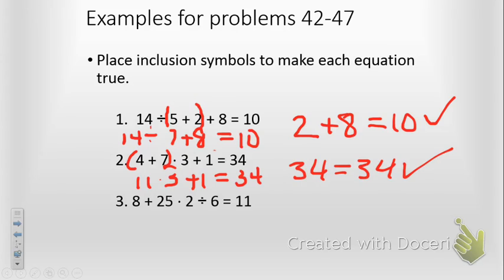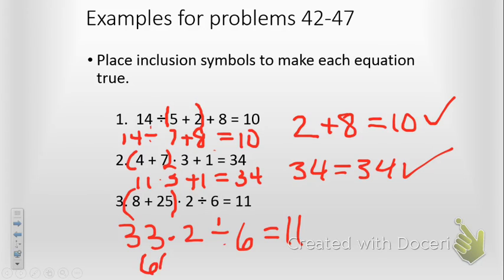And how about the last one? 8 plus 25 times 2 divided by 6 equals 11. Well, I know if I take 25 times 2, that gives me 50. I can't do that. That'd be way too big, I think. Let's try this. 8 plus 25, that's 33 times 2 divided by 6 equals 11. 33 times 2 is 66. What's 66 divided by 6? Oh, that's 11. Perfect. So this is kind of a little guess and check, but trying to figure out where those grouping symbols would be.